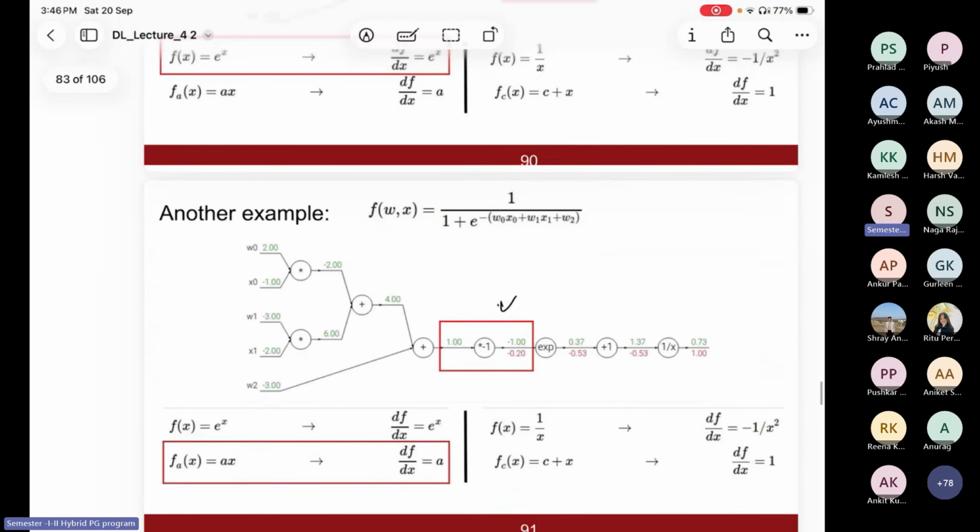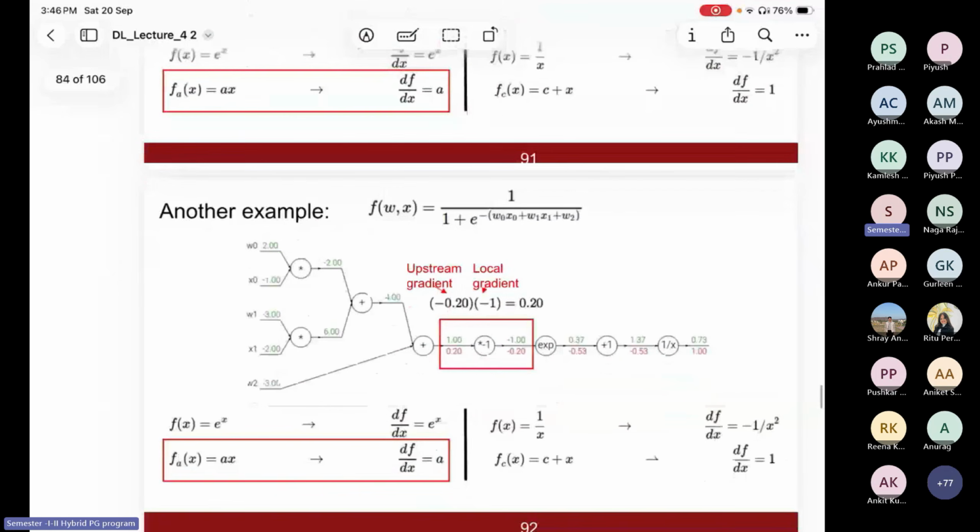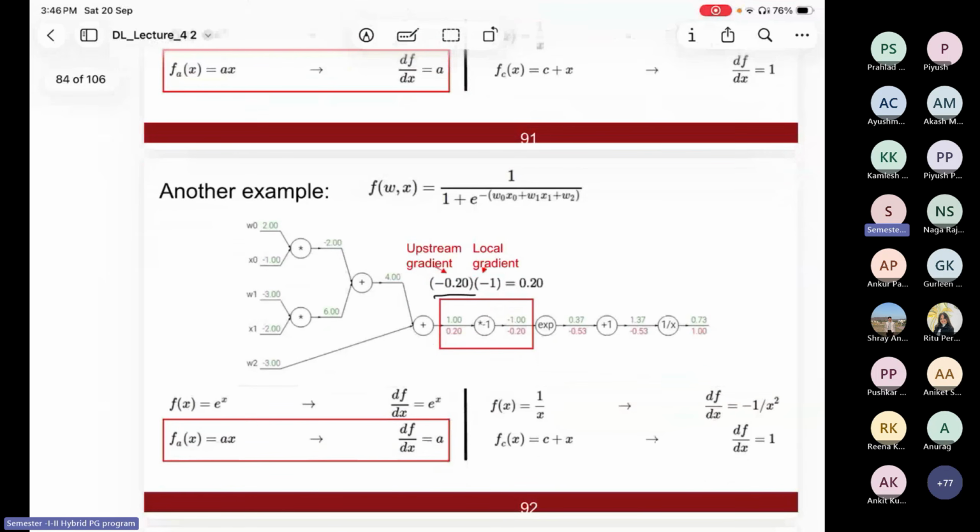Just go back. Now we are here. Let us assume that this is x. Then the function is f(x) equal to minus x. And if you find the gradient of f(x) with respect to x, your answer will be minus 1. So your local gradient is minus 1, and you are getting this as the upstream gradient. Multiply these two terms, and that will give you the gradient of the final variable with respect to this variable. So minus 0.20 into minus 1 will give you 0.20. You can see here, doing the same.